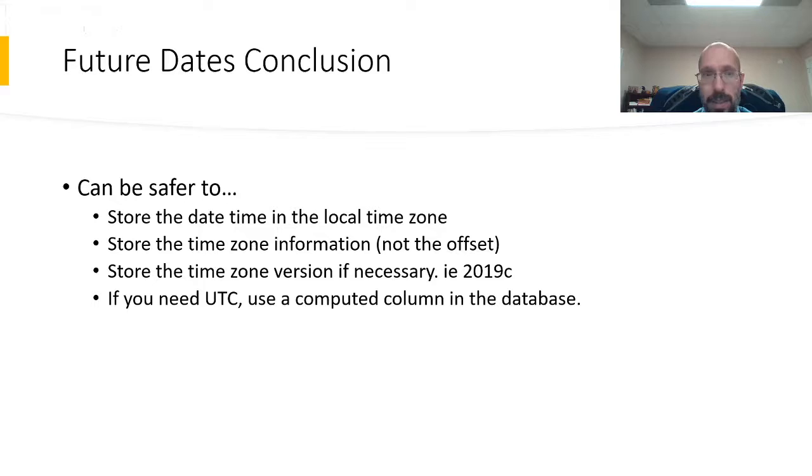So it can be safer to store that date time in the local time zone and store the time zone information. Not the offset, but the actual time zone, right? And maybe the time zone version of the database that you're using. So if you're using a time zone database, which I highly recommend, they have different versions. You can say what version you made this conversion with, or what version was valid at this time. So that way, if it changes, there could be something different. If you need that date time in UTC, then use a computed column if your database supports it.